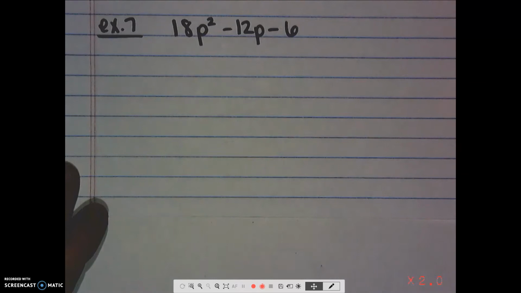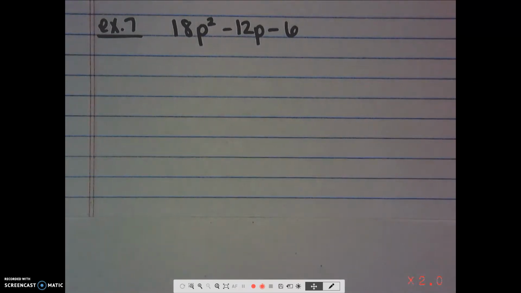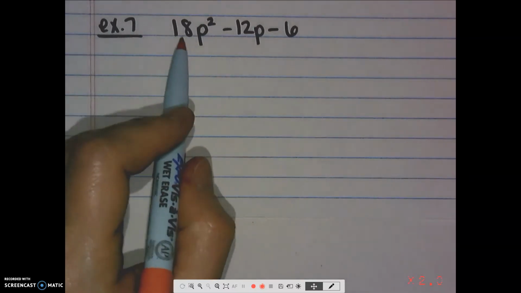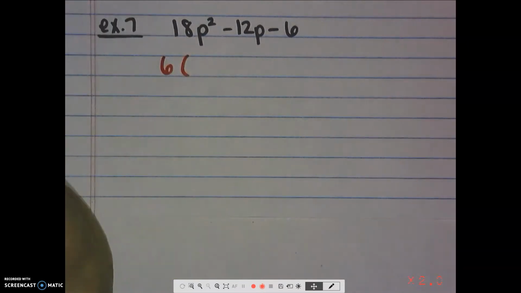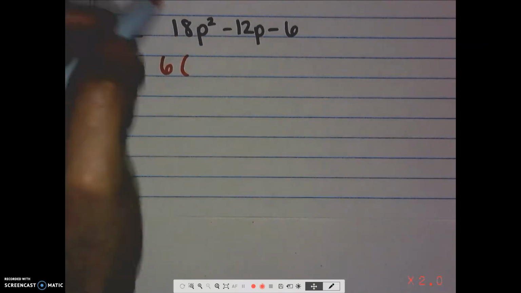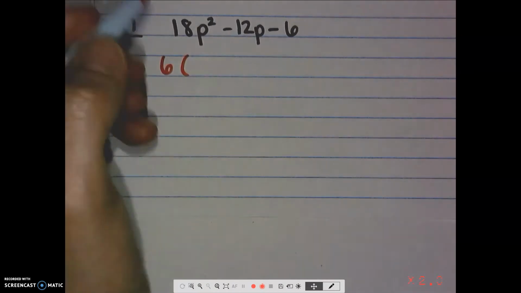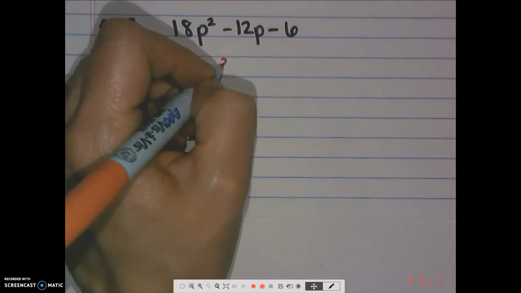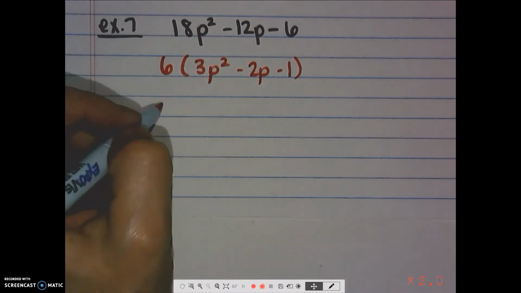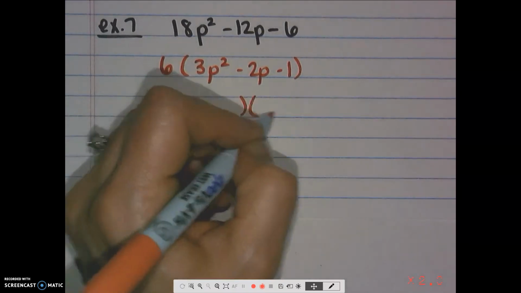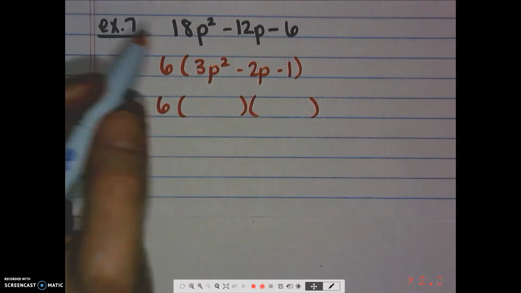Last question we have, 18p squared minus 12p minus 6. So for this question, we notice that 18, negative 12, negative 6 all have a 6 in common. So we're going to take out a GCF. This is combining in GCFs and factoring with a leading coefficient other than 1. We're going to divide each of those coefficients by that 6. So we have 3p squared minus 2p minus 1. That 6 GCF is just going to hang out front.